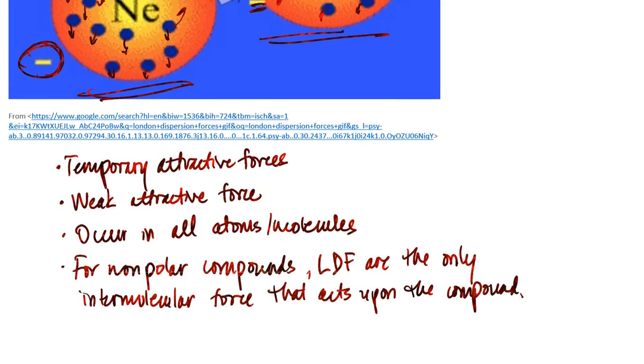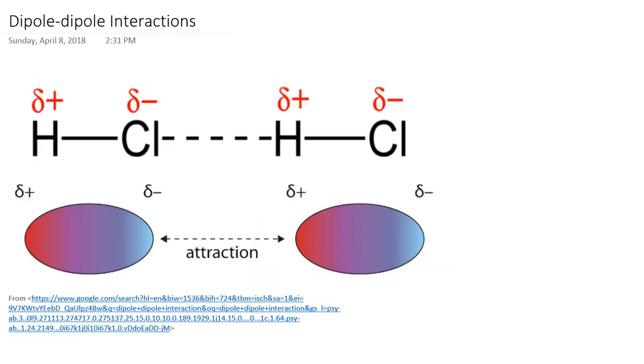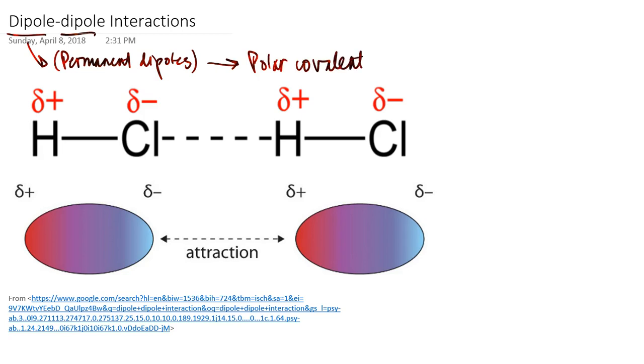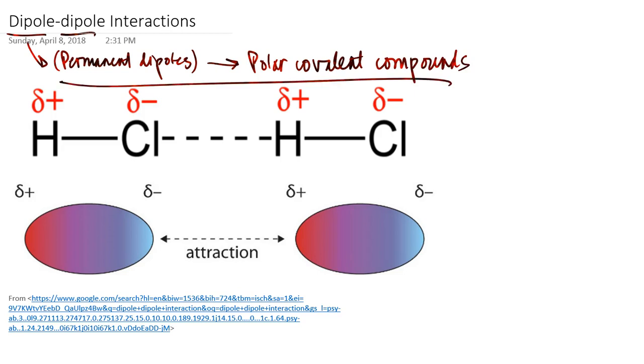Okay, now let's compare that to dipole-dipole interactions. A dipole-dipole interaction is an interaction between two dipoles. If you recall from earlier in the chapter, dipoles that are not induced are permanent dipoles, and we find permanent dipoles in polar covalent compounds. As we remember from the previous section, in a polar compound I have one part of the molecule with a slight partial negative charge and another with a slight partial positive charge because of differences in electronegativity.